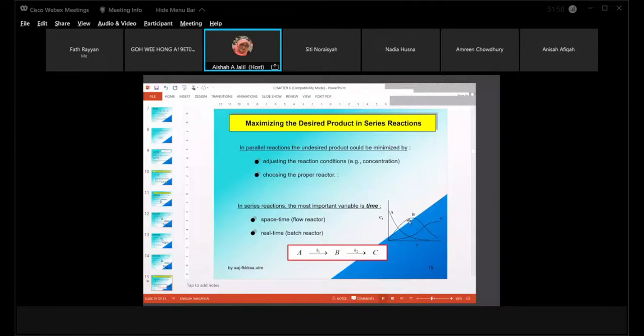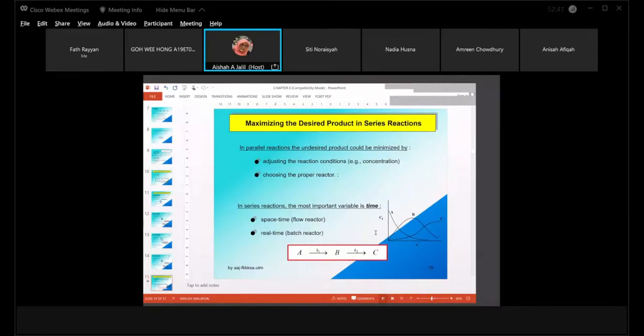Okay, because when you prolong the time, all the B will convert to C, and if the C is an undesired product, you cannot get your desired product. So you play with time, depending on which one you want. If C is your desired product, no problem, you just leave the reaction and at the end you can take the C. But if B is the desired product, you have to play with the time, which is space time for a flow reactor and real time for a batch reactor.